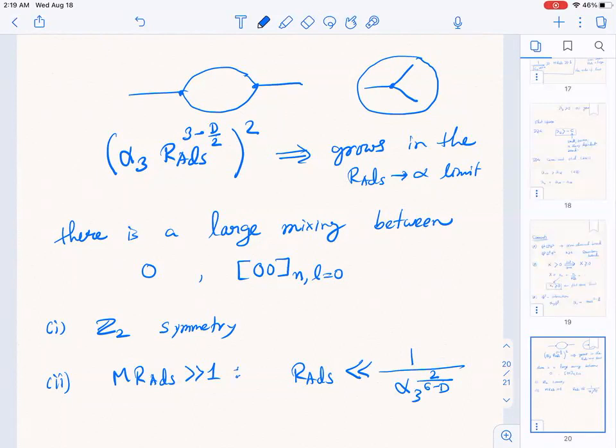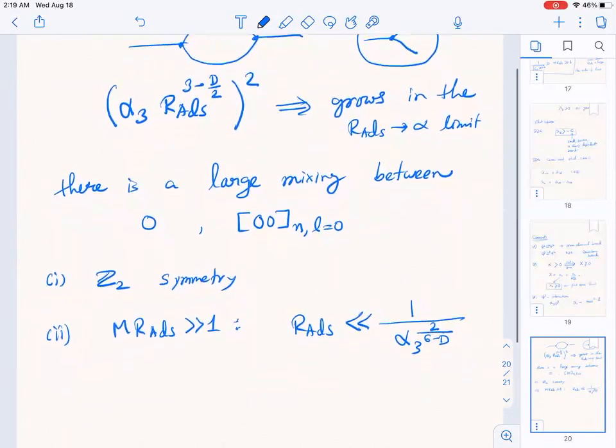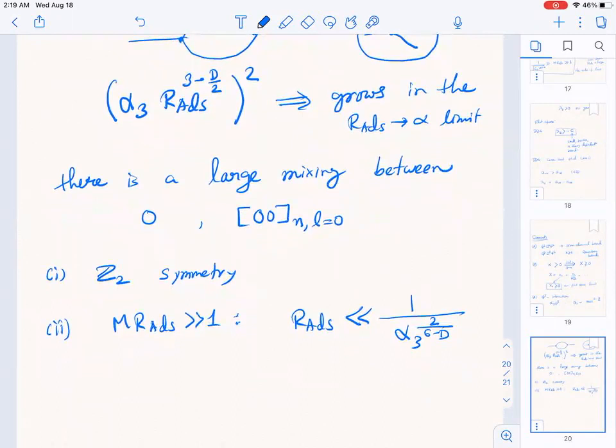But it's not guaranteed that these two limits can be consistent with each other. So in that case, the flat space limit is problematic, and probably you should not trust the bounds in that case.